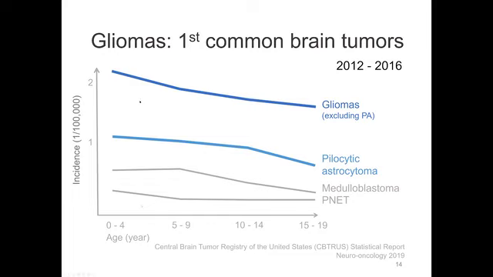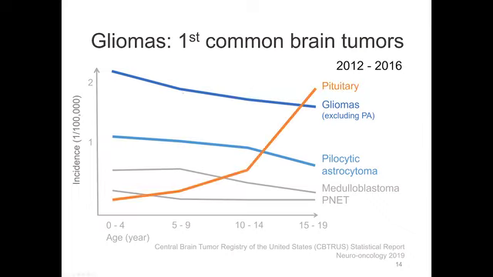Look at the curve. The top curve is the gliomas excluding pilocytic astrocytoma, and the second curve is the pilocytic astrocytoma. Both of them are gliomas. So you can see the most common tumor types in children are the gliomas, either malignant or benign, followed by embryonal tumors, including medulloblastoma or PNET. Both of them are embryonal tumors. The incidence is highest in young children, then slowly decreases with age.